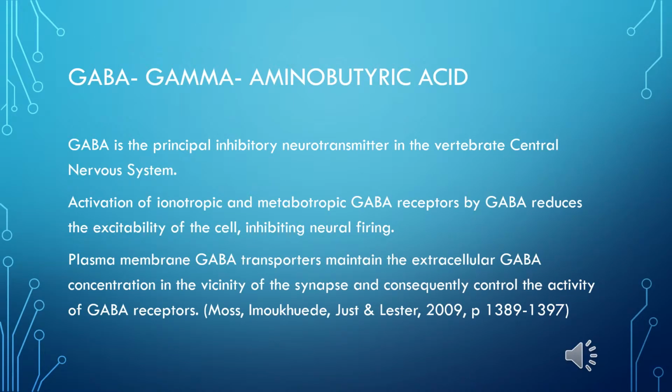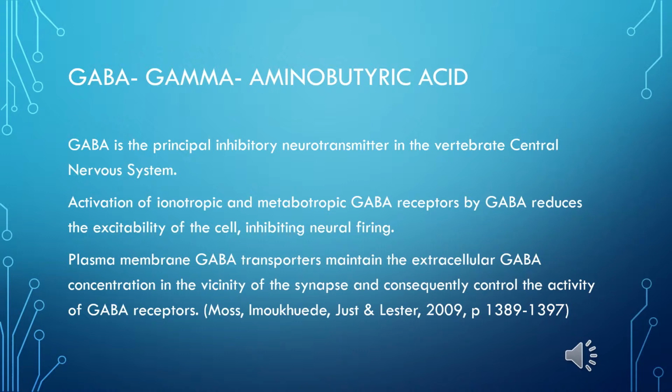Okay, gamma aminobutyric acid, or GABA, G-A-B-A, is what I'm going to talk to you about in this slide and the next few slides. I'm going to talk about how GABA exerts its physiological effect and how it affects neuron excitability in the central nervous system.